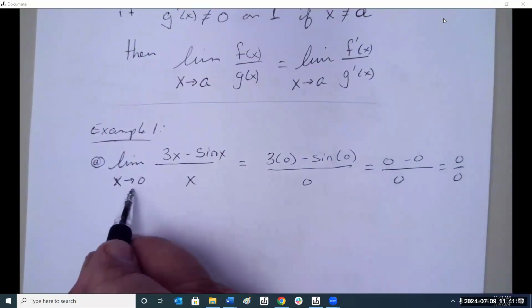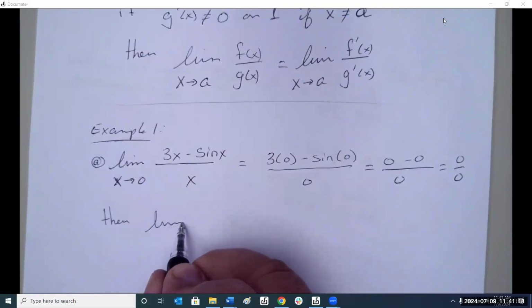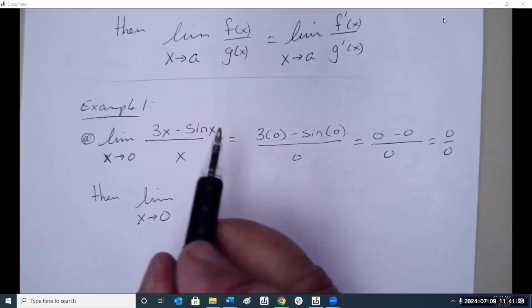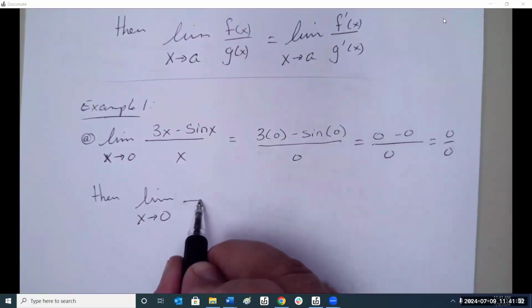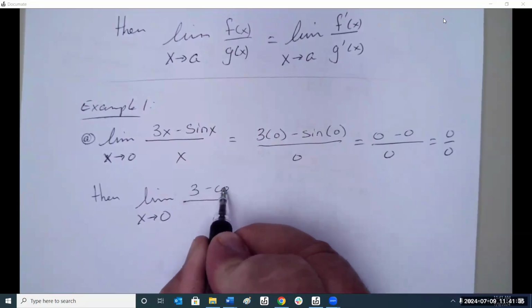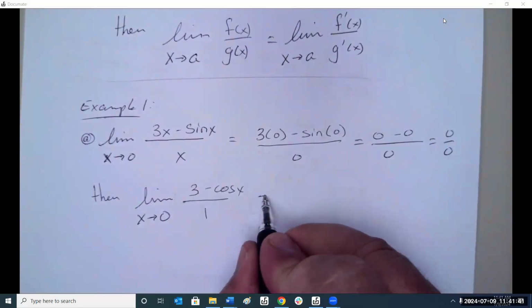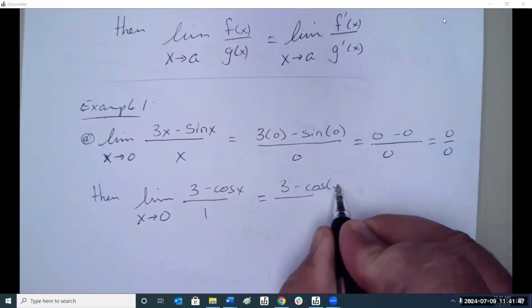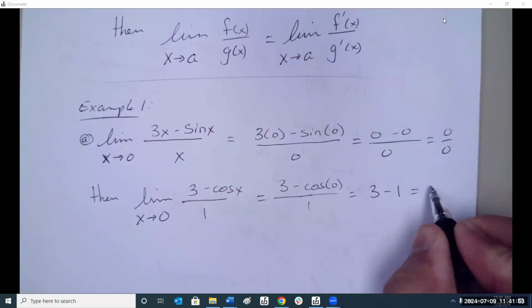If we get the 0 over 0, we plug in our value, then what we have to do is take the derivative. What's the derivative of the numerator? 3 minus cosine. Very good. And the denominator? 1. Now let's plug in 0. 3 minus cosine of 0 over 1 is 3 minus 1 equals 2.